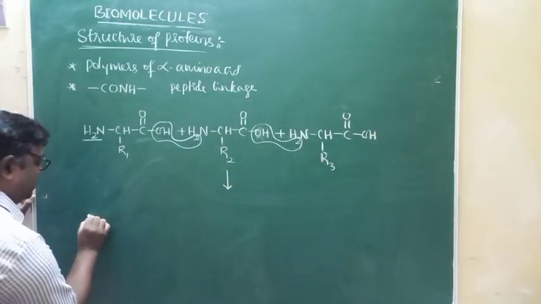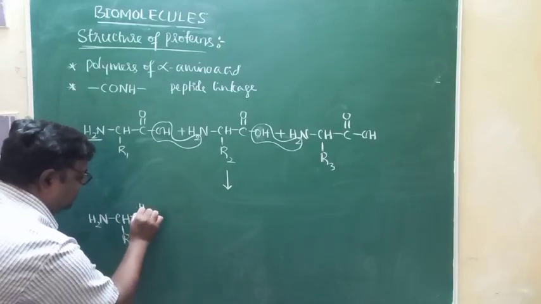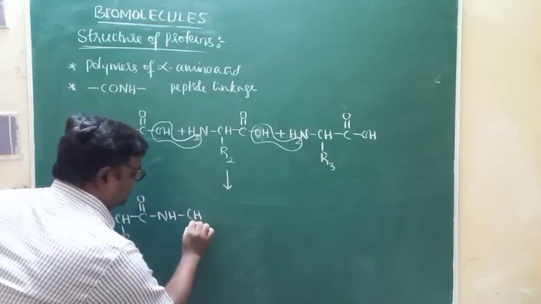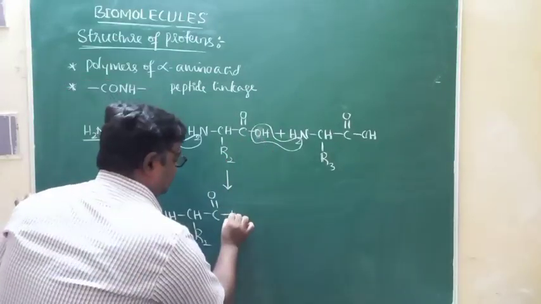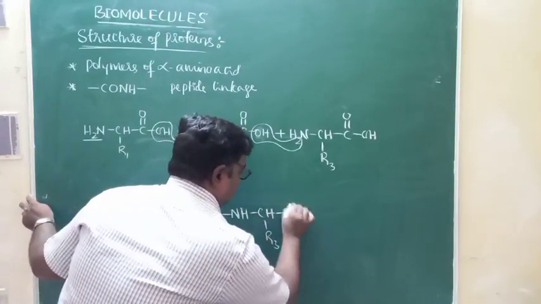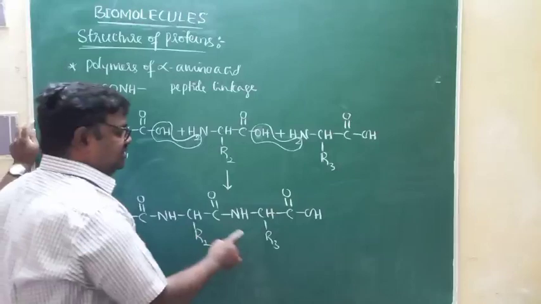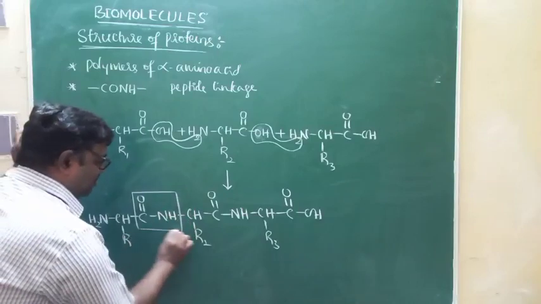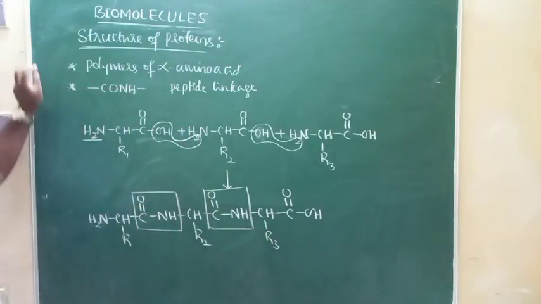Let me write that. This is what we call NH2 and CHR1 and C double bond O NH, then C double bond O NH, and this is CH and it is R2 there. Then it is C double bond O, and this is NH. Then it is CH, and it is R3 there. And just observe, this is what we call a tripeptide. This tripeptide is formed by the combination of three alpha amino acids, and it contains only two peptide linkages. It will be characterized by two peptide linkages.